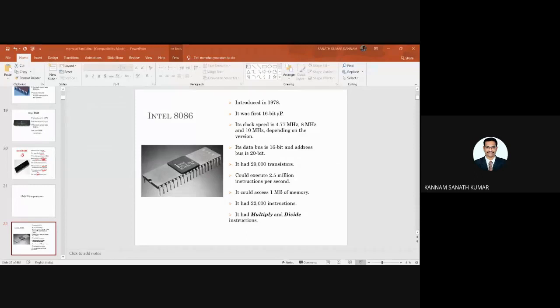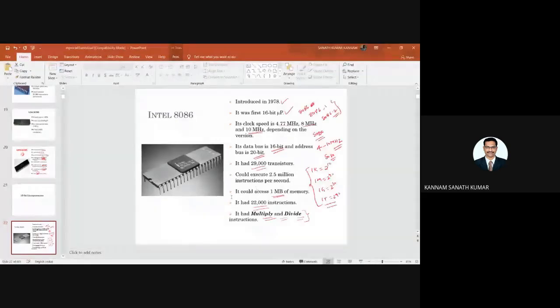2 power 40. So it has a total of 22,000 transistors, and it has multiply and divide instructions. So this is one of the developments compared to the 8085. The 8085 doesn't have multiply and divide instructions, whereas the 8086 has multiply and divide instructions.